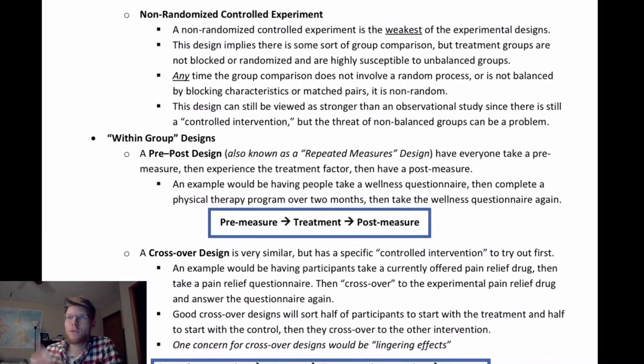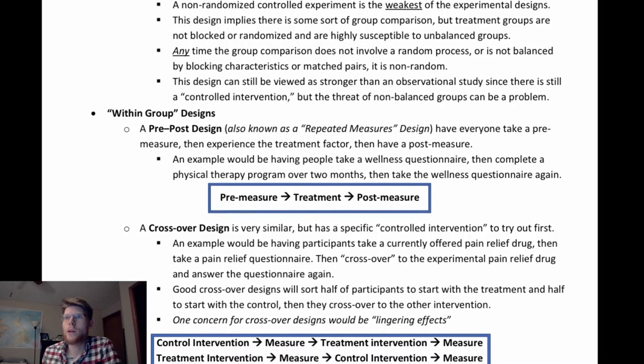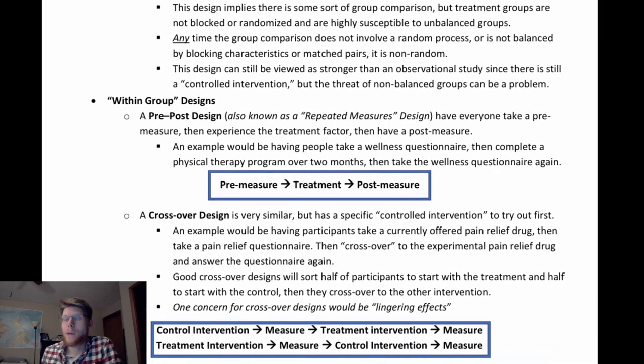So in addition to these between group designs, we also have within group designs, and there's two that we're going to talk about here. A pre-post design is the simple one, and that's when we have one group who we have measurements from before an intervention, and then we have an intervention, and then we have post measures, and we're going to compare the pre and post measures to see if there's a difference.